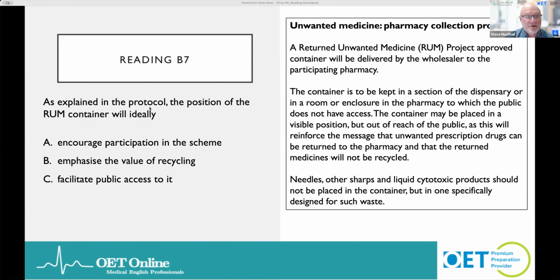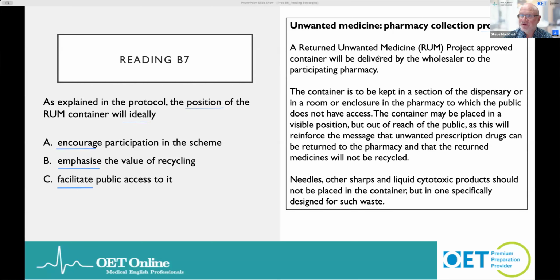As explained in the protocol, the position of the RUM container will ideally, okay, it's about position, right? The position will ideally: A, encourage participation in the scheme; B, emphasize the value of recycling; C, facilitate public access. See how we got 3 verbs? I find that quite useful because I can align them, right? Now we're going to read it.